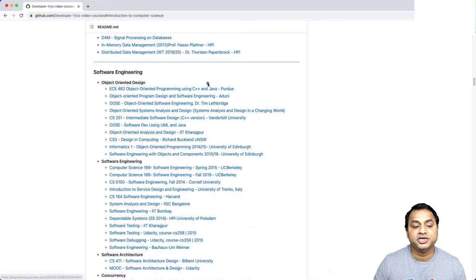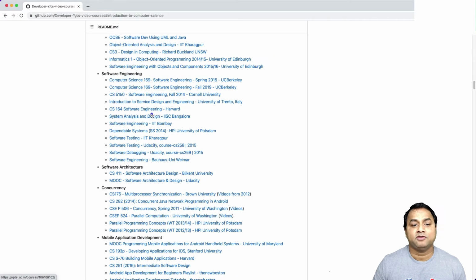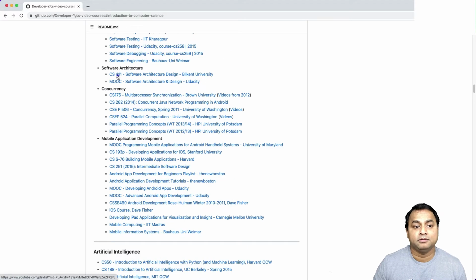And then software engineering, that is different: object-oriented design, C++, Java, that's the main thing they do. We also have software engineering from UC Berkeley, and Harvard University also provides some of the courses. It is very good. And then software architecture will give you a benefit. And then concurrency, when you are programming, multi-thread concurrency, is one of the biggest paths you need to take forward when you want to be an intermediate to advanced developer.